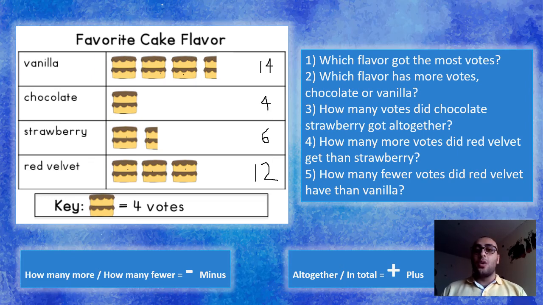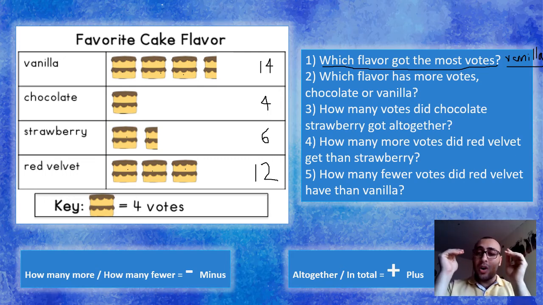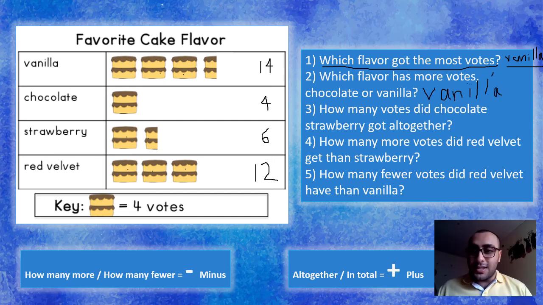Okay, let's see. Number 1, which flavor got the most votes? The most votes. Which one? That's right, vanilla. Vanilla has 14 votes. So the answer is vanilla. Now, number 2, which flavor has more votes? Chocolate or vanilla? Let's see. Chocolate has 4. Vanilla has 14. Oh, we already know the answer. The answer again is vanilla. Vanilla has more votes than chocolate. I like chocolate. I don't like vanilla. Okay, so the answer is vanilla, right?